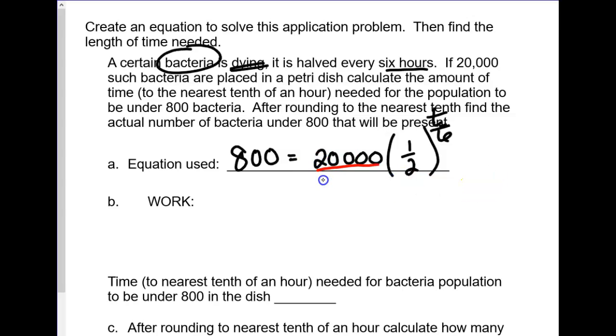Your work is just your work. So you're going to divide both sides by 20,000. Hey, be my calculators, please. Thank you. I need you still, because now we got to do logarithms. I need you guys to apply whatever kind of logarithm you want.